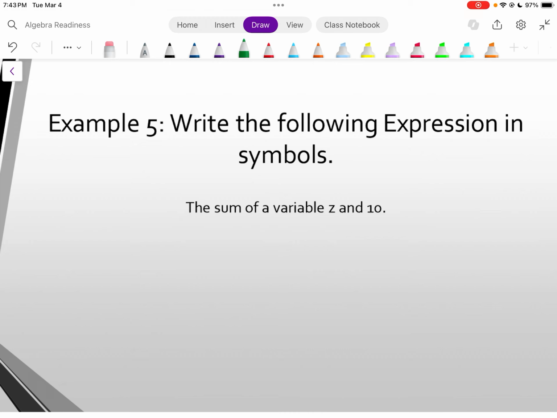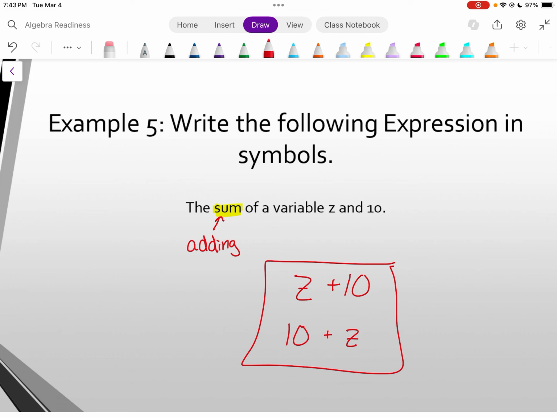Example 5, again, we're writing an expression in symbols. This one is saying the sum of a variable z and 10. When we talk about sum, this one means adding. And if you look back at our definition for sum, we wrote a note that said order does not matter. So this one technically has 2 correct answers. You could write z plus 10, but if you wrote 10 plus z, both would be correct. You do not have to write both, so you only need to pick one of those answers when you write your work.